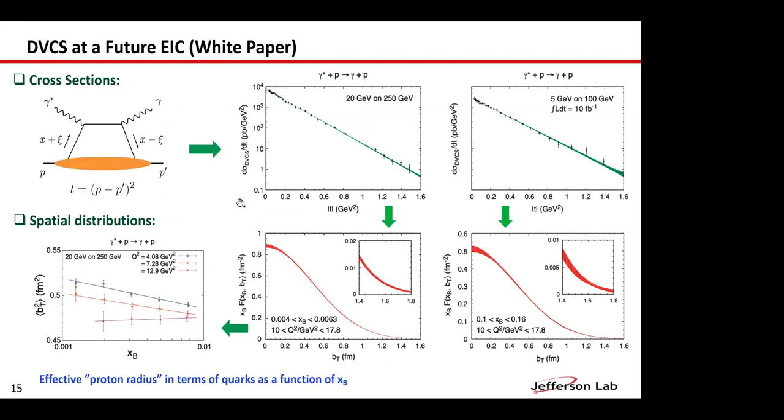If you open up the EIC white paper, you will see that with EIC luminosities and this measurement, DVCS, you can measure the cross-section so well as a function of the momentum transfer t. Then from that, through the Fourier transform, you can extract the distribution in position space. From that, you can construct the effective radius, or say, the average transverse position. At different values of x, you can see the radius can be different. That's exactly in the EIC white paper. It's very powerful. EIC is supposed to be able to do that.